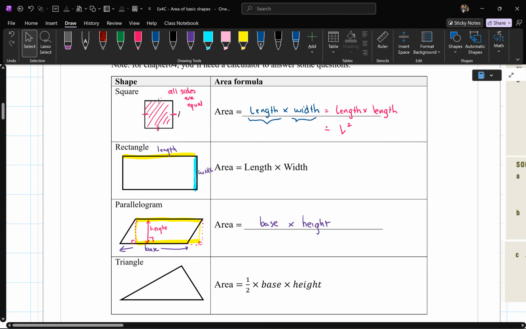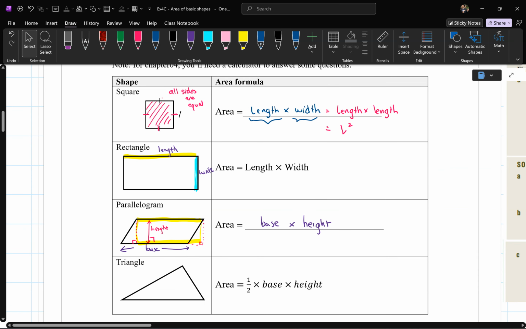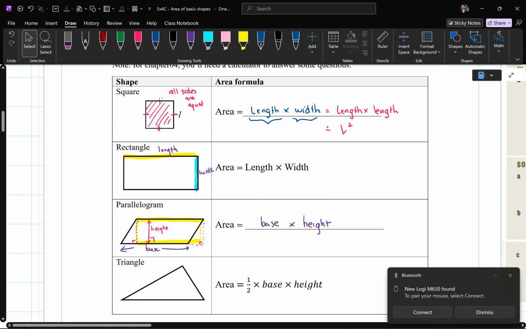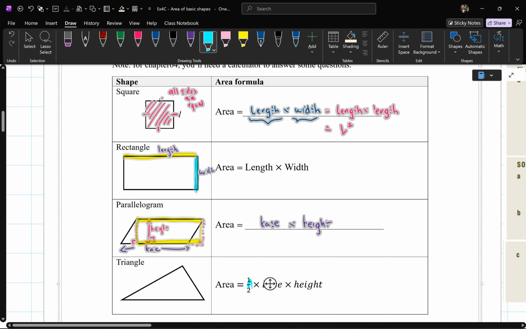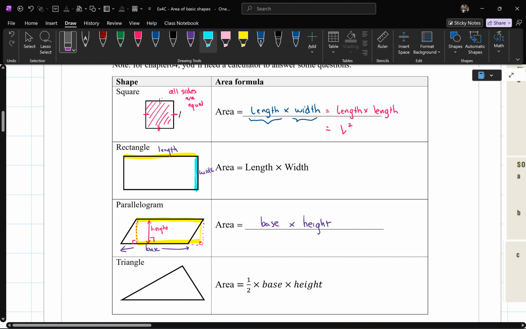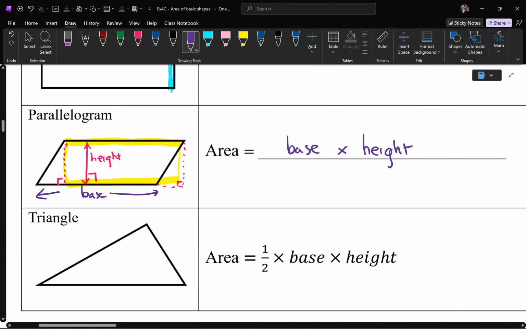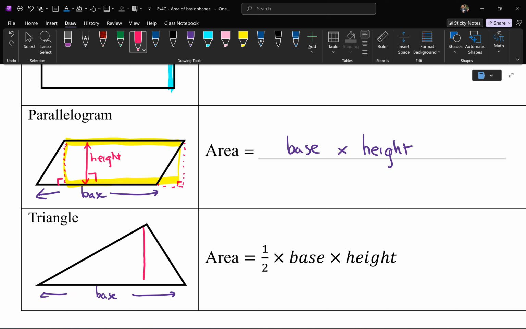Then we go on to the next basic shape. It's the last one of exercise 4C, triangle. What's the area formula for a triangle? We know it's half times base times height. Same thing again. Base is this distance. Height is the perpendicular distance.